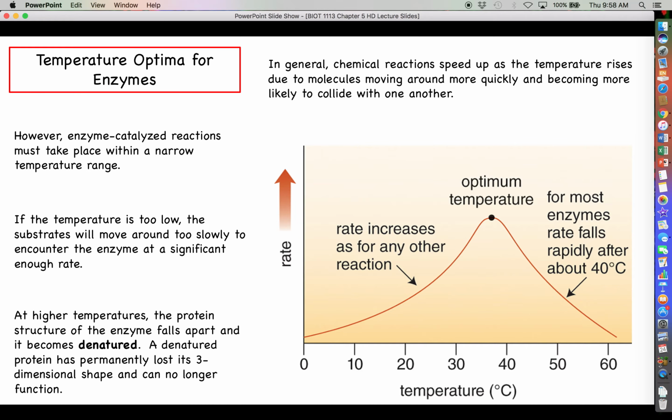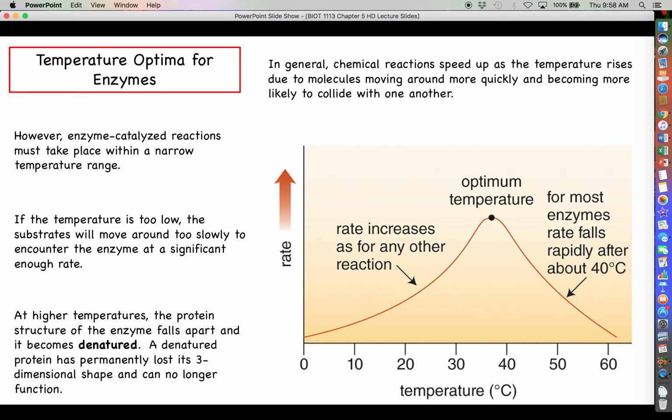Basically, we've already talked about how important the three-dimensional shape of a protein is to its function. So if you denature a protein and force it to lose its three-dimensional shape, guess what it's not going to do anymore? It's not going to function. So once you get the temperature cranked up high enough, most enzymes are going to completely stop functioning, and even though the substrate molecules are moving around faster, without an enzyme to catalyze the reaction, that reaction is not really going to be happening very much.